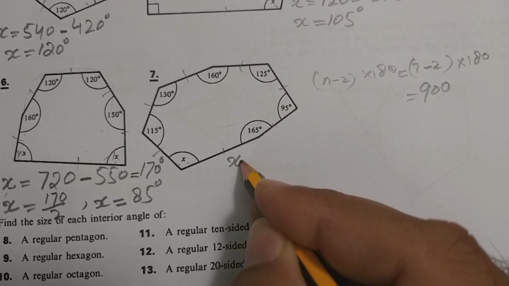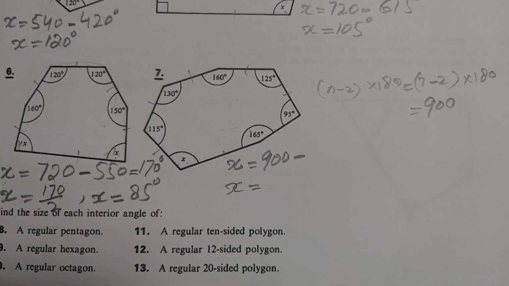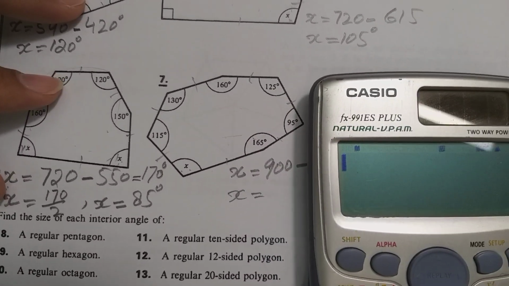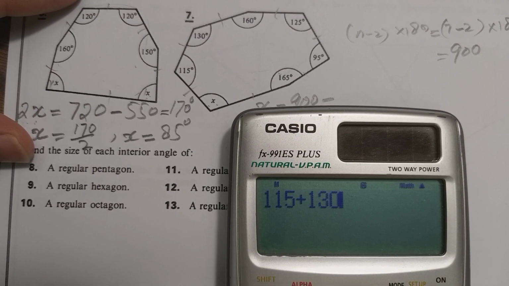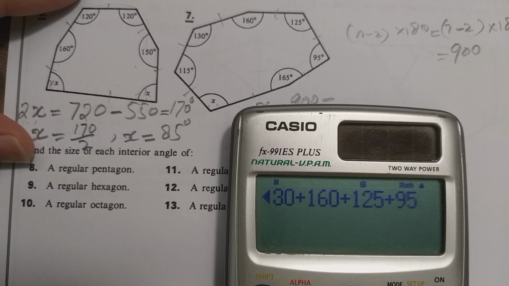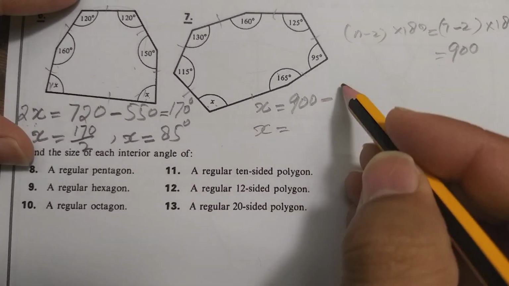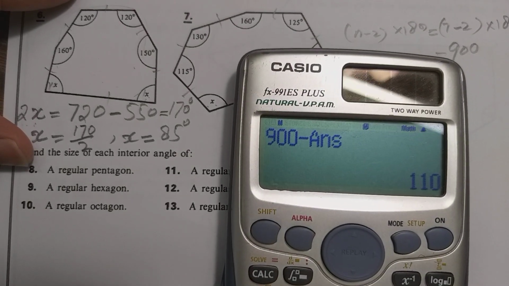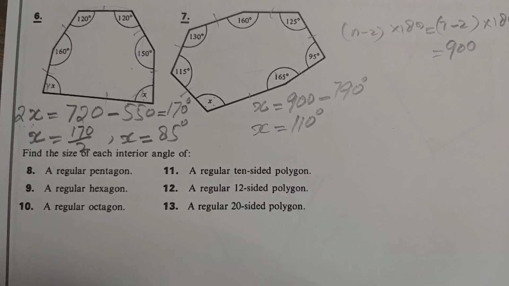So we need to find the x value. So x equals 900 minus all these given angles. First add all these angles: 115 plus 130 plus 160 plus 125 plus 95 plus 165, which is equal to 790. So 900 minus 790 gives us 110. So 110 is the answer for this polygon.